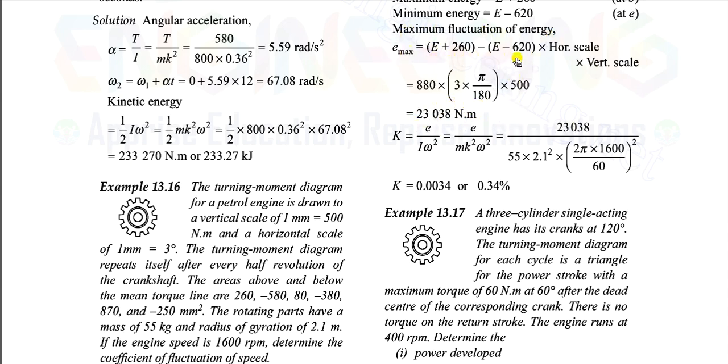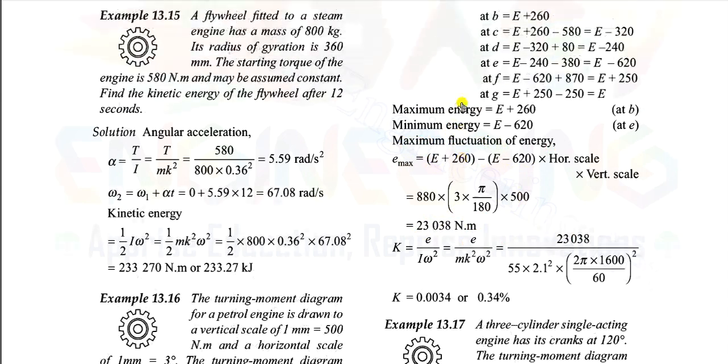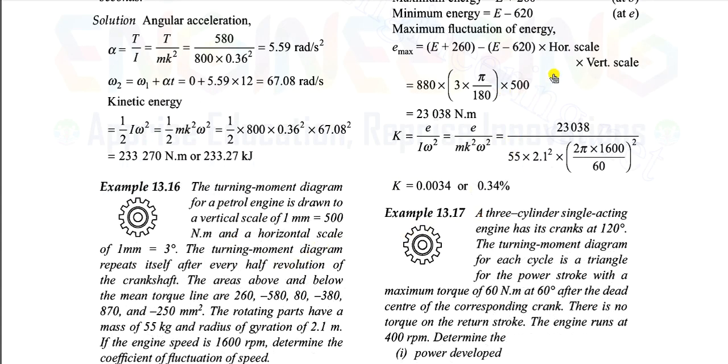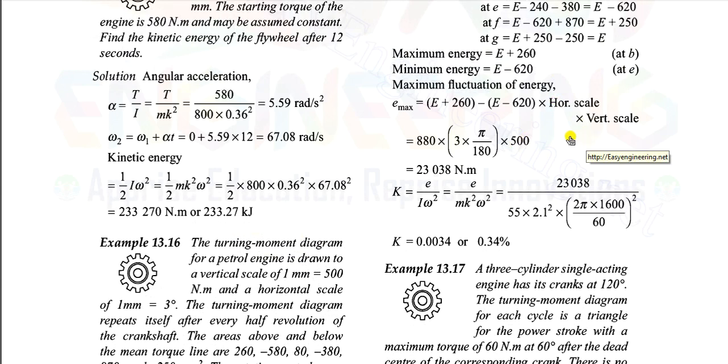Once you get the energy, maximum minus minimum energy by this method, that energy will not be in the form of Newton into meter, it will not be work done. You have to descale it, because that scale will be given in the problem, or you have to find it somewhere. So now this is your maximum fluctuation of energy.